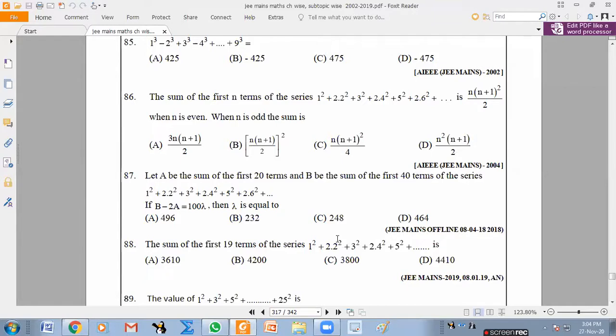Okay. They gave a formula for when n is even, what is the answer? When n is odd, what is the answer? They're asking. The given formula can be used. That is the reason they gave, but without that also we can do it. So let us not use the given formula. I directly want to do when n is odd, what is the answer? Okay.